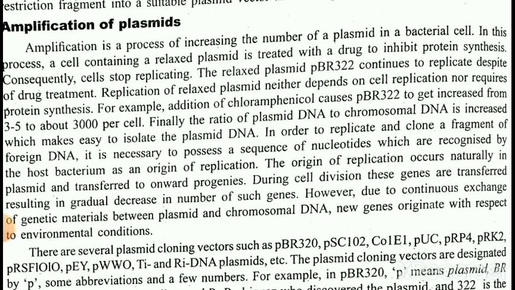The relaxed plasmid pBR322 continues to replicate despite the drug treatment. Replication of a relaxed plasmid neither depends on cell replication nor requires protein synthesis. For example, addition of chloramphenicol causes pBR322 to increase from 3 to 5 copies to about 3000 per cell. Finally, the ratio of plasmid DNA to chromosomal DNA is increased, which makes it easy to isolate the plasmid DNA.